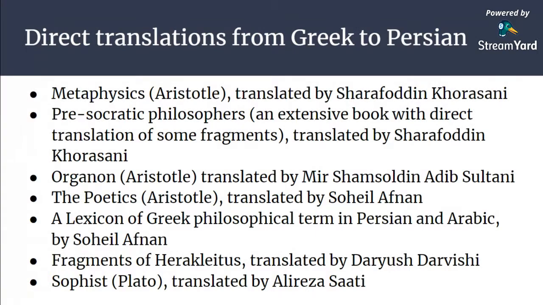In addition to these problems, we have certain books that are actually translated directly from Greek to Persian. And, to my knowledge, this list is all that is available as direct translations. And if you notice the names of the translators, you see that the number of translators is quite limited. So although we have 7 books, we have actually only 4 translators.